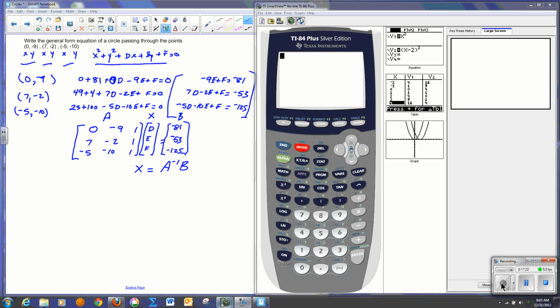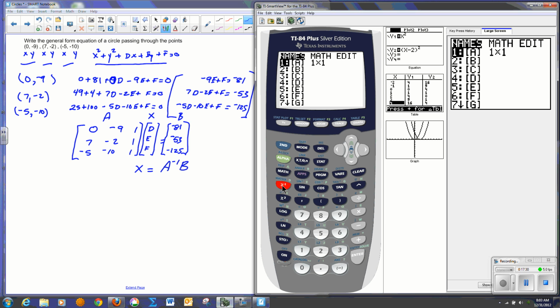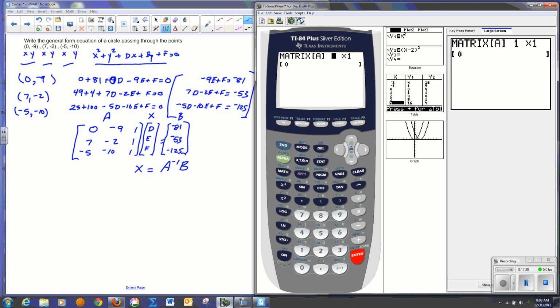So what we're going to want to do is plug in these matrices into the matrix mode of our calculator. So let's do that. We hit second, followed by our matrix button. And we're going to want to edit, so I have to move over to edit our matrix A. And right now it's a 1 by 1, and we want to make this a 3 by 3. And there we have it.